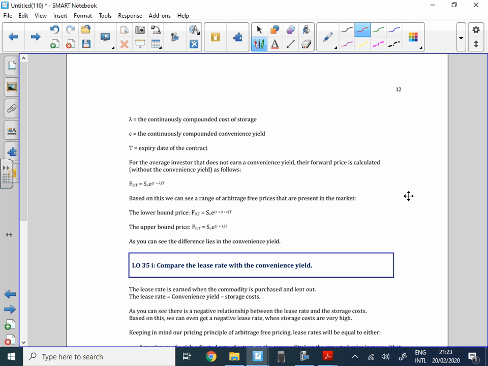Look at this thing. For the average investor that does not earn a convenience yield, why not? You don't want gold sitting around your dining room. Okay. Maybe some people get a special feeling when they wake up and they see the gold every day, but eventually it gets in the way. Am I right? Okay. Good.